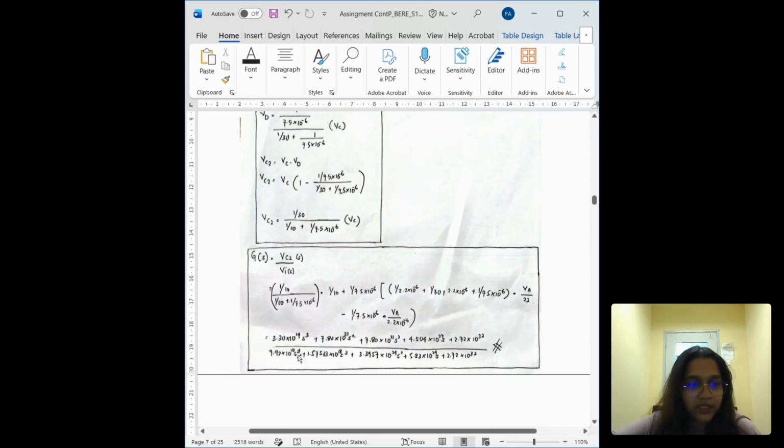As for the final answer, it's going to be 3.30 times 10 to the power 14 S3 plus 7.80 times 10 to the power 21 S square plus 4.50 times 10 to the power 23 S plus 2.72 times 10 to the power 32, over 7.92 times 10 to the power 10 S4 plus 1.5753 times 10 to the power 18 S3 plus 3.39 times 10 to the power 24 S square plus 5.83 times 10 to the power 24 S plus 2.72 times 10 to the power 32. So this is our final transfer function. Thank you.